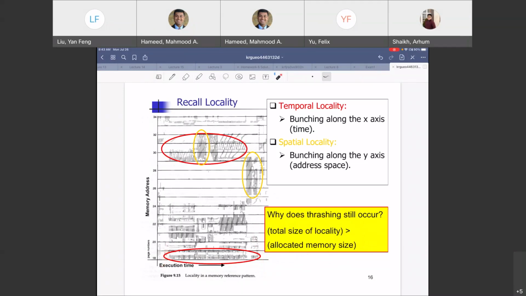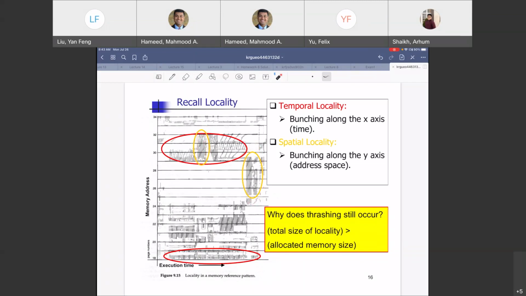And the same applies even for spatial locality, right? Spatial locality is in terms of memory addresses, so bunching along the y-axis. You will tend to access nearby memory addresses often, like a for loop, repeatedly. So if you have that, that also could be longer. So both in terms of time and in terms of space, your locality can change over time.